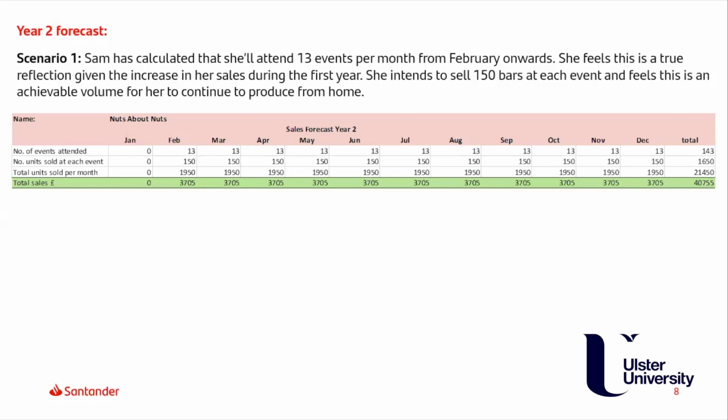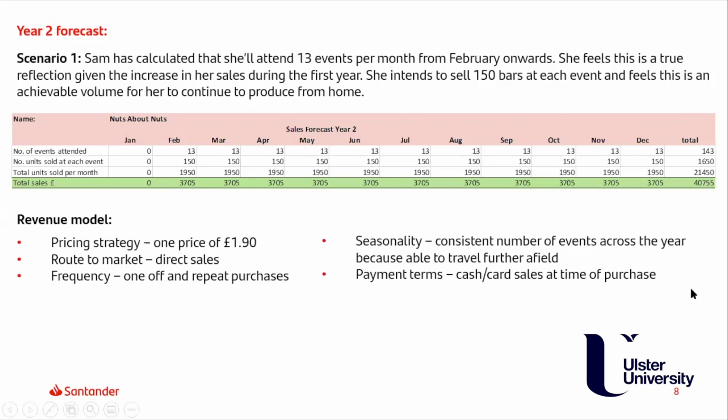There's no fluctuation now in seasonality. There's no fluctuation in terms of the number of units sold. And she hasn't changed her price. So she's continuing to sell her products at £1.90. So her route to market has stayed the same. The frequency has stayed the same.